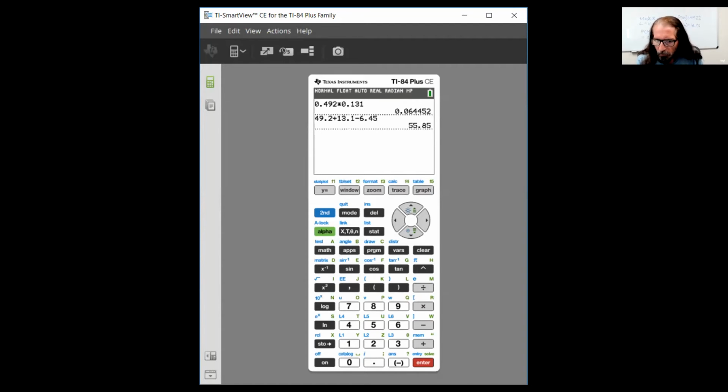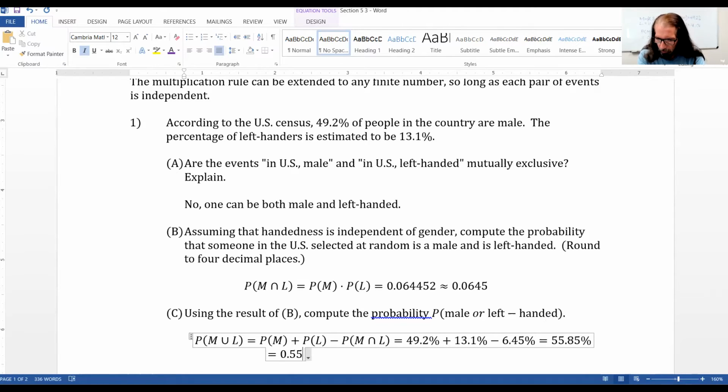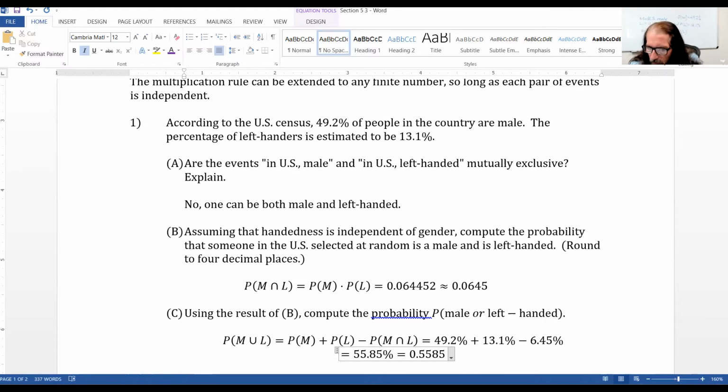If, however, they wanted it left as decimals, well, you could convert this back by moving the decimal place 2 to the left. Or we could have just added 0.492 plus 0.131 minus 0.0645 and would get the same thing.